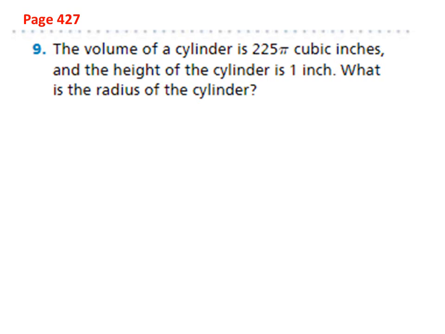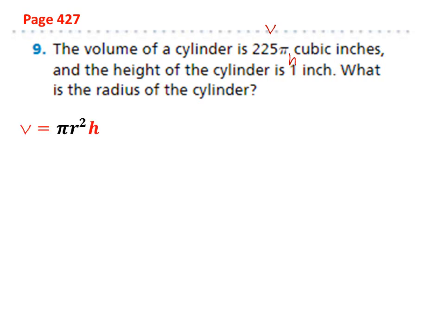Page 427, question 9. The volume of a cylinder is 225 pi cubic inches and the height of the cylinder is 1 inch. What is the radius of the cylinder? Read the question carefully. What are the givens here? Of course, 225 pi is the volume and 1 inch is the height, and the question asks about the radius of the cylinder. Write our formula.